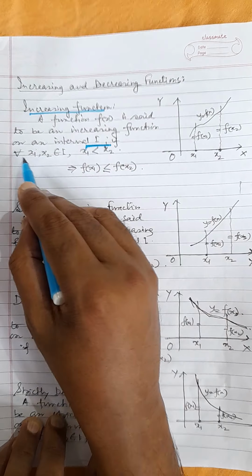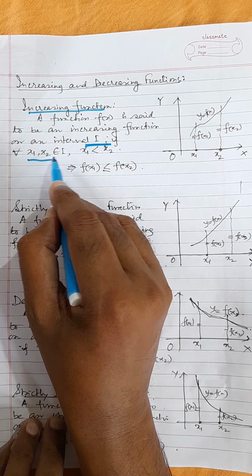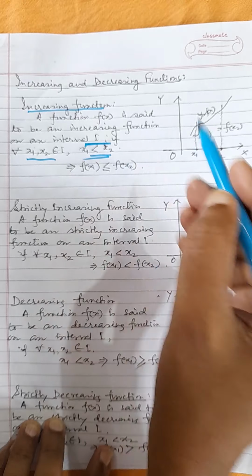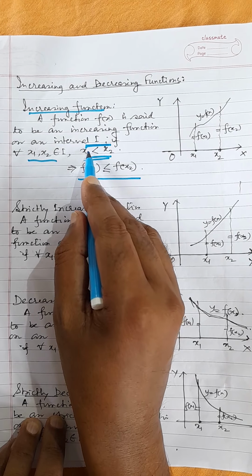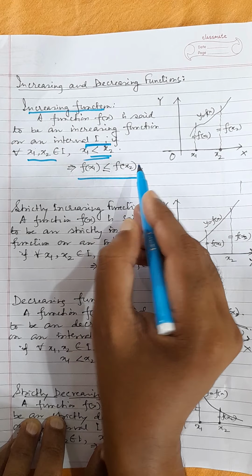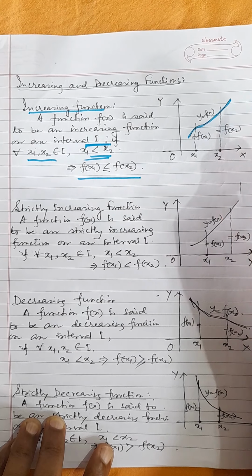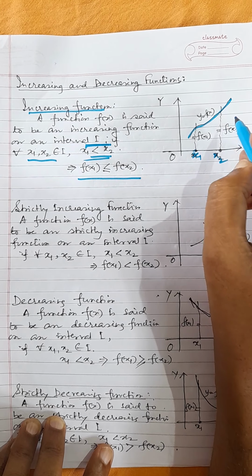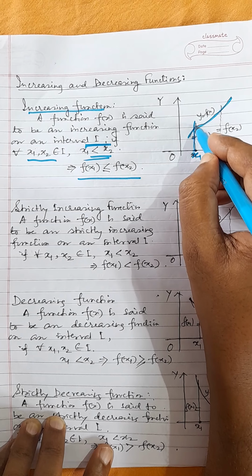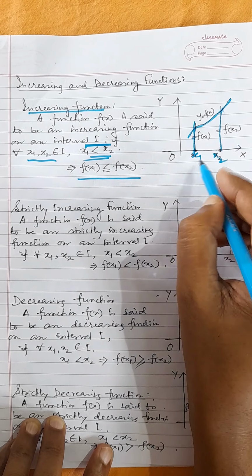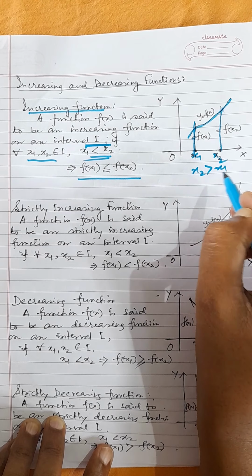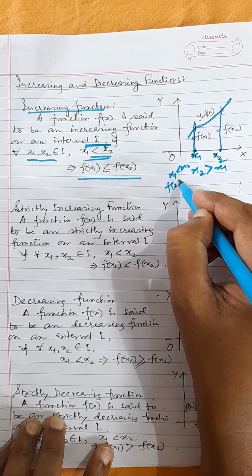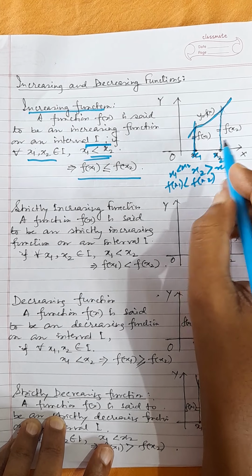Okay, if for all x1, x2 belongs to I, and x1 is less than x2, we are getting that the value of this function at that point x1, f(x1) is less than or equal to f(x2). This is a function we are taking, the graph of the function. This is x1, this is x2. So this length is f(x1), this length is f(x2). Here x2 is greater than x1, or we can say x1 is less than x2, and that time what will we get? f(x1) is less than f(x2). But here the equal sign is given.